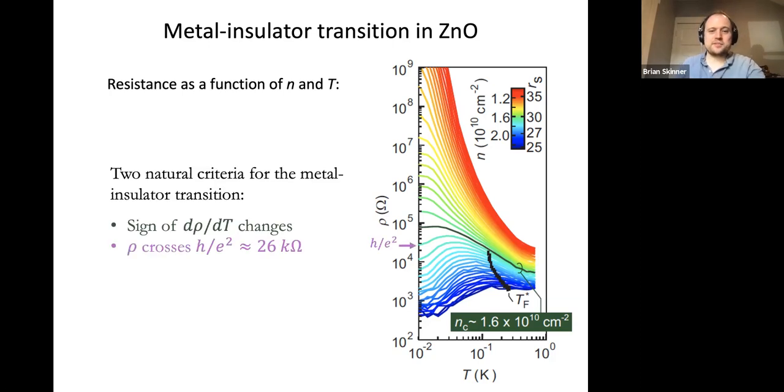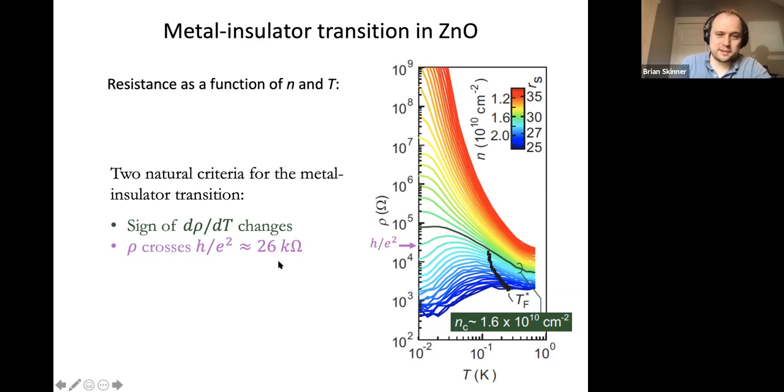Now, if you want to diagnose where the metal insulator transition happens, there are two criteria that you can use. One is you look for where the sign of d rho dT changes. Metals have resistance increasing with temperature from phonon scattering. Insulators have resistance decreasing with temperature that comes from electrons being activated out of some trapped state. So you can see that here this has negative d rho dT, and this has positive. If you look for where the sign changes, it's right around here at about 1.6 times 10 to the 10.